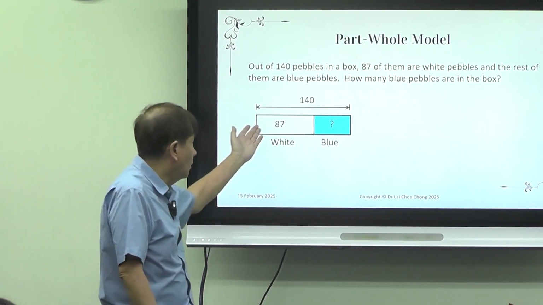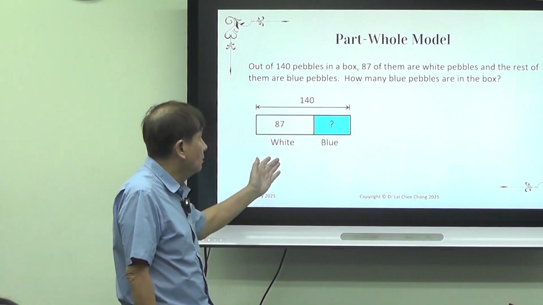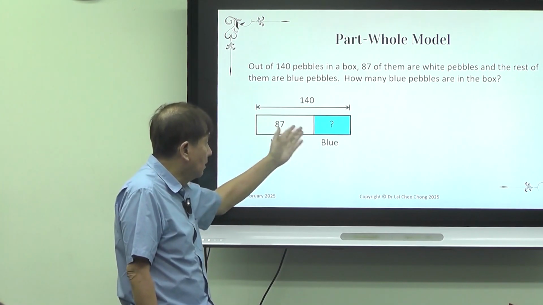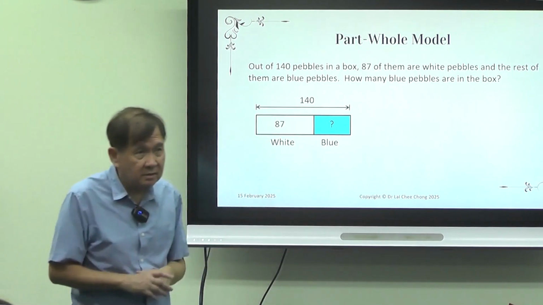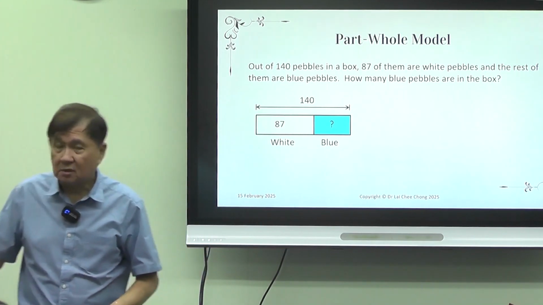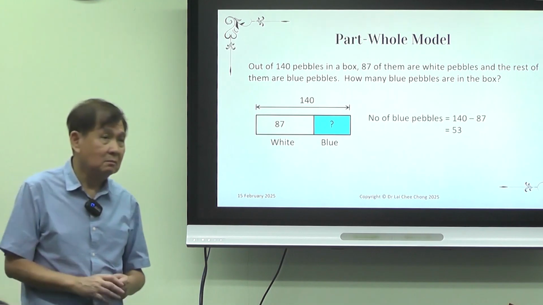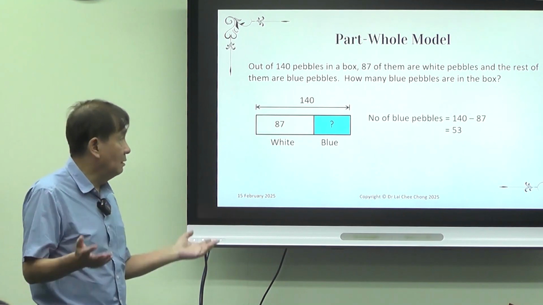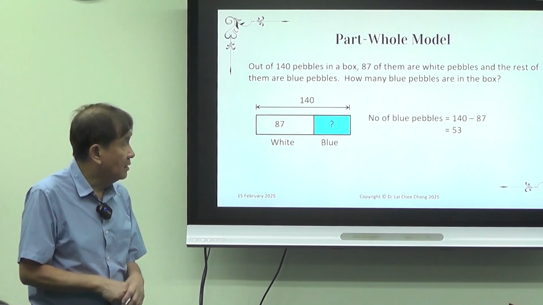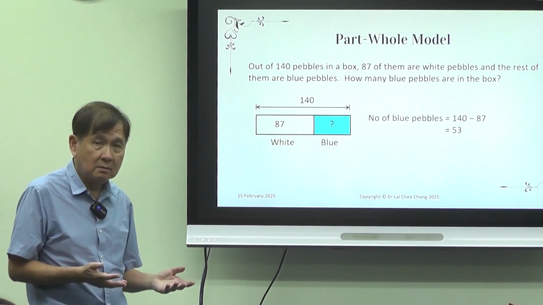Okay? The whole, a long bar, 140 pebbles. The white, 87. And the blue, sorry, I don't know what that is. So it's a very simple bar model, and once they draw it, the solution is easy already. They can say, oh, I know, teacher, it's subtraction. I simply take away 87 from 140, I get my answer. That's how they do it.